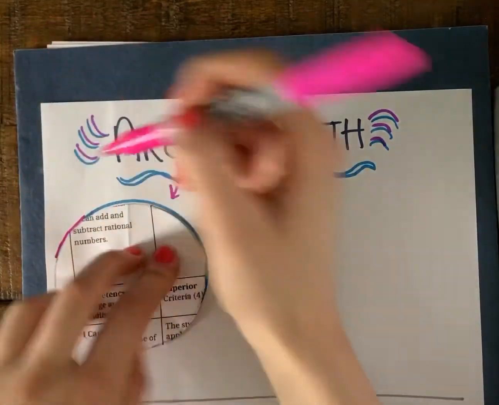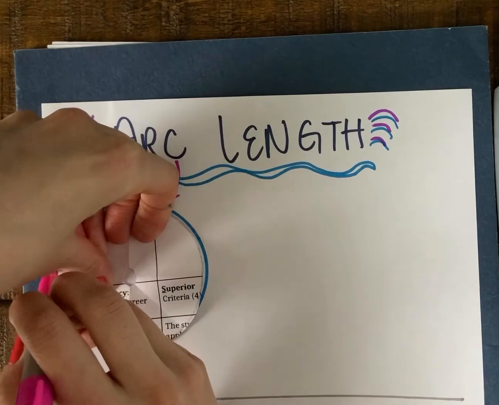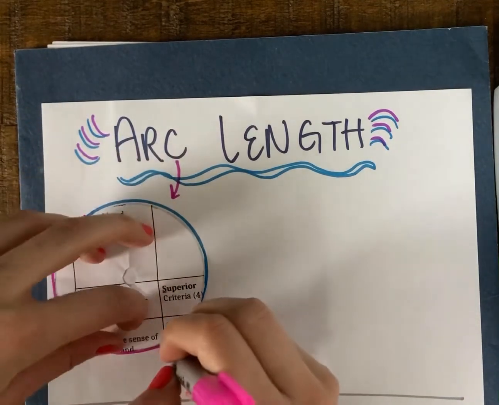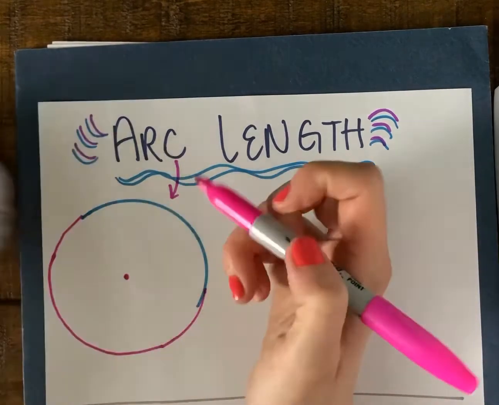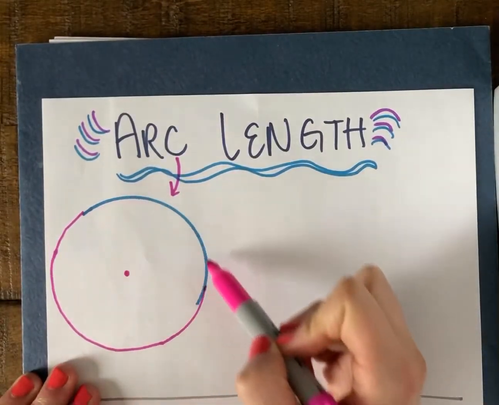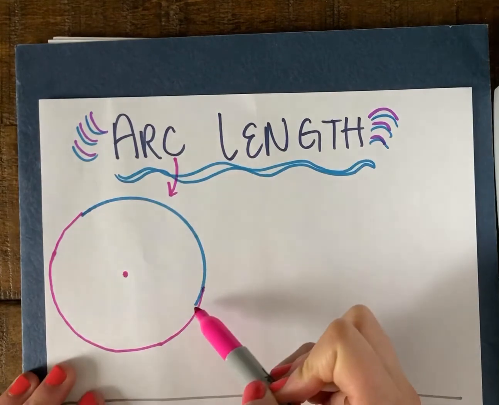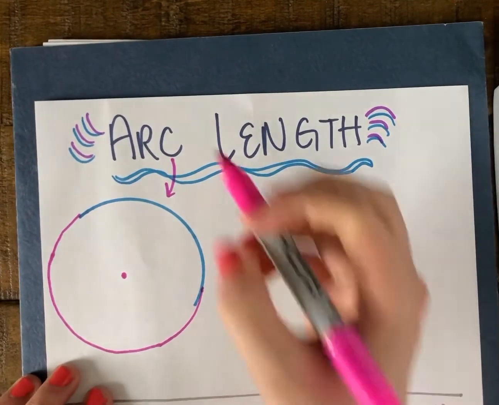So it happens to match this circle. I'll put my center in there. So the arc, this section here, is a portion of the circumference of the circle.